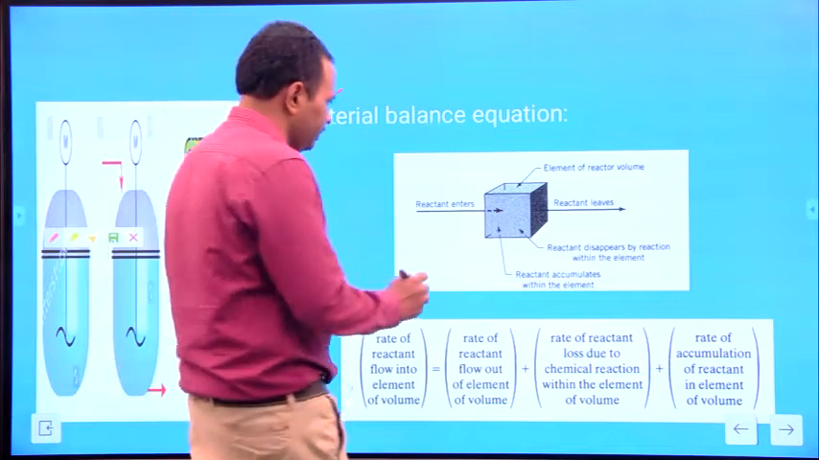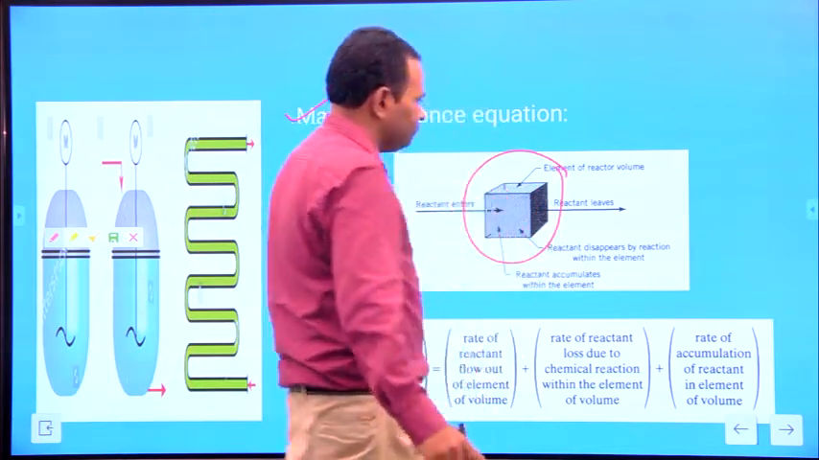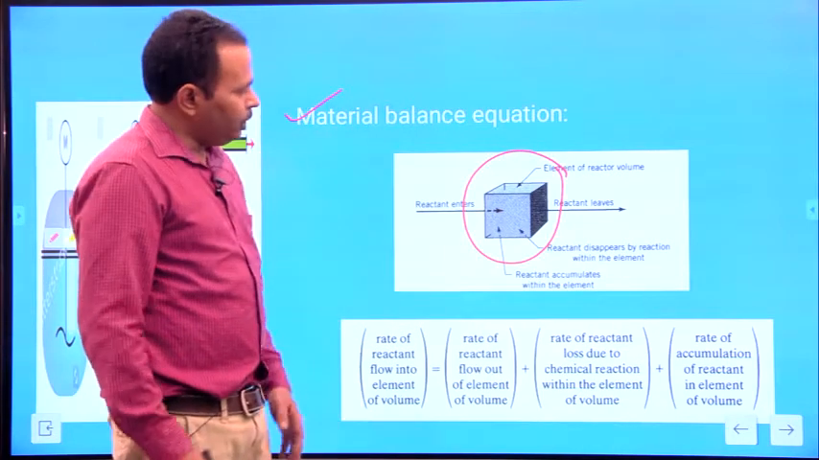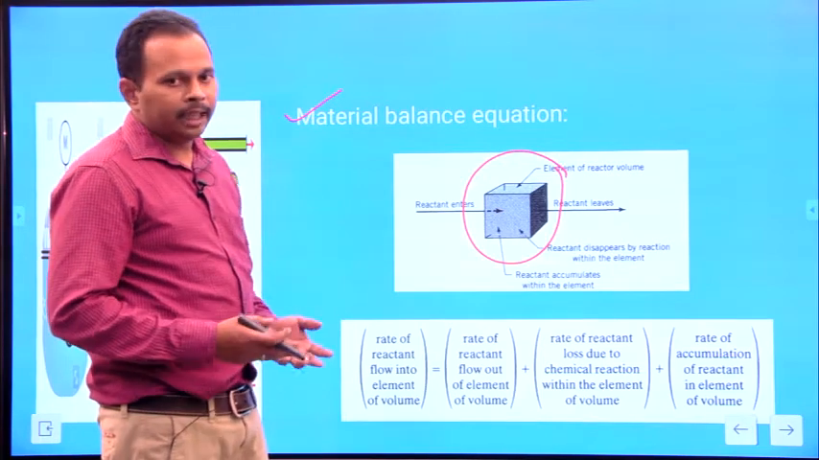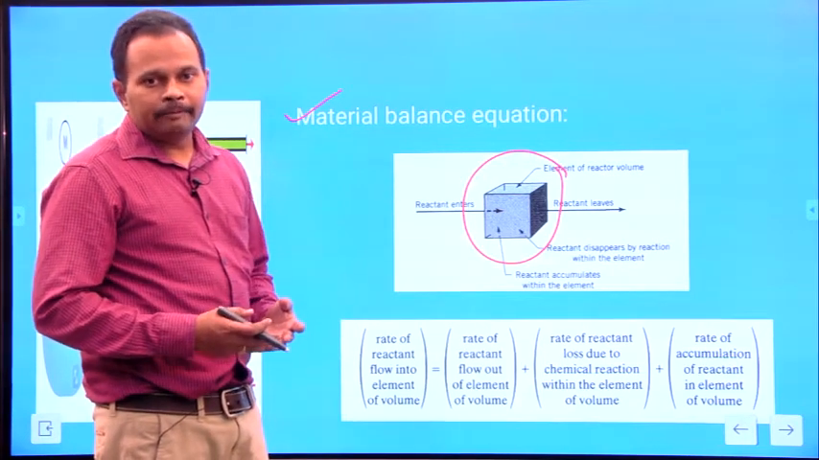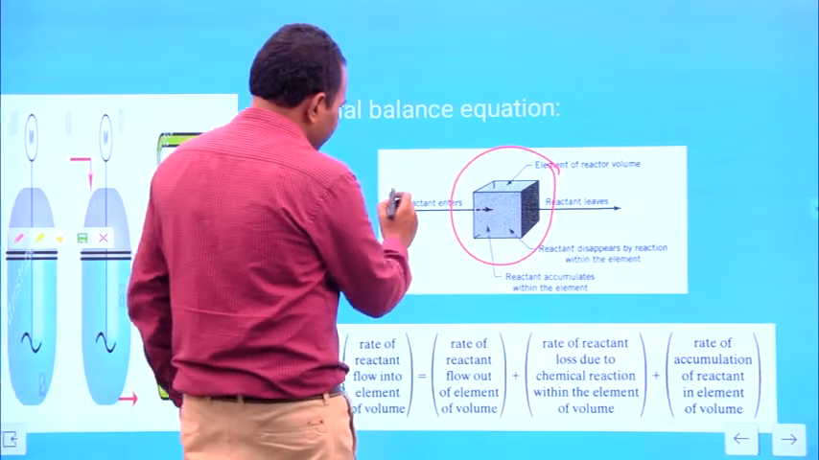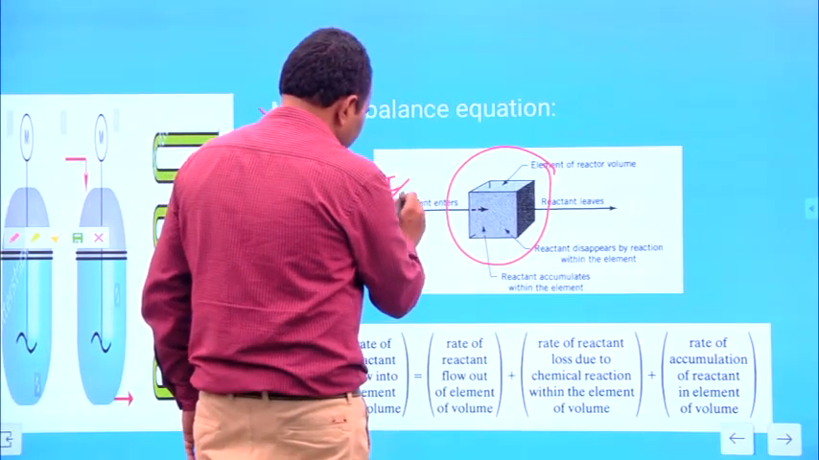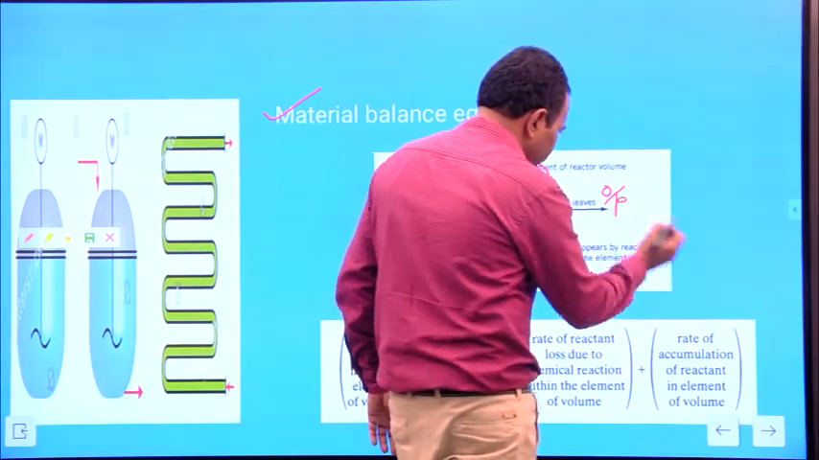Here we have taken the small cubical volume element from the reactor volume. You may consider this as a small cubical differential volume, taken from the entire volume of the reactor. Here the reactant enters, this is the input, and here the reactant leaves, this is the output.